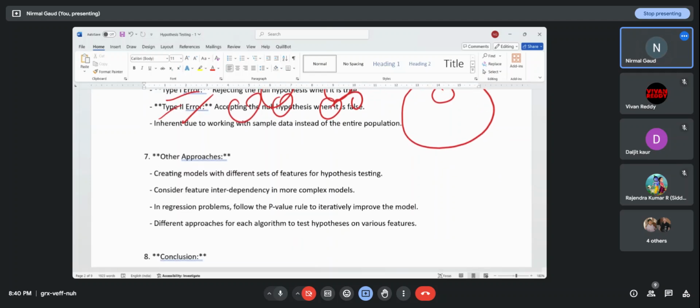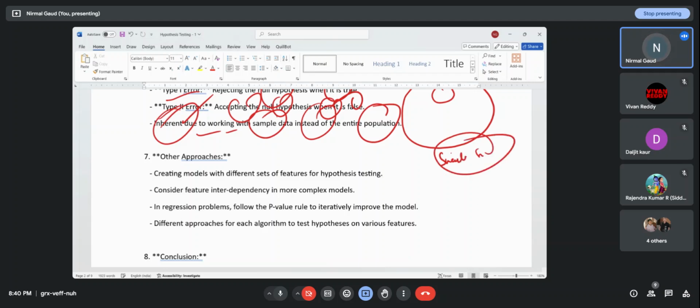Due to working with sample data instead of the entire population, there could be a possibility, because samples keep changing. It is not necessary that the opinion of the sample is the same as that of the population. It's not mandatory because a sample is small-size data, and according to this sample only you are deciding something. Possible changes can be there. So there could be a chance of mistake.